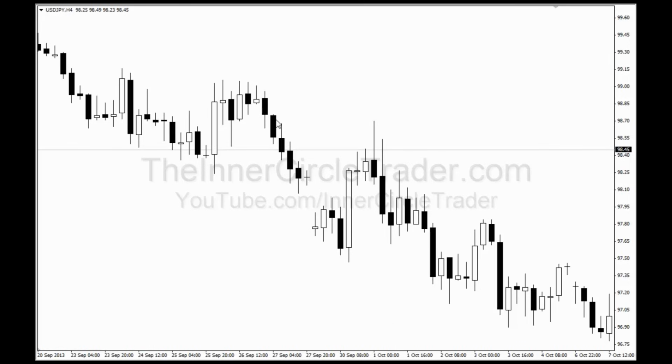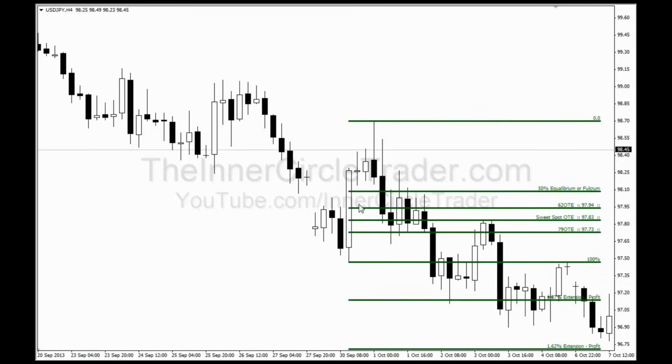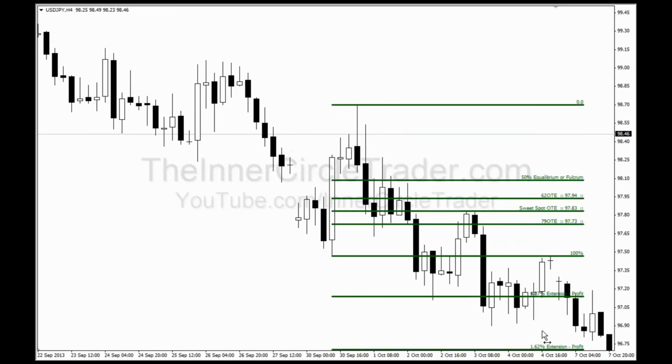The highest level would be 200% extension, or double the range from this low to this high, broken from this low here down. But sticking to the rules, you're going to be utilizing this swing up, and you're going to be looking for the 127 and 162 extensions as your objectives lower. So if you're a seller here, you look to take profits at the 127 down here and the 162 down here. And scroll over here a little bit more.